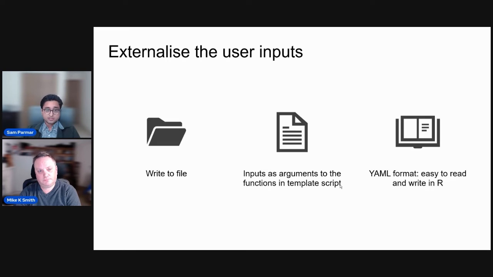The other key part is that we externalize those user inputs, and we did that by saving it into a YAML file. So we wrote that into a file. Those inputs can then be used in a template script, and they can also be used to reconstitute the application state. And this can be done within the Shiny app, but it can also be done external to the Shiny app within this template script. So this is similar, but different from Shiny bookmarking, but it's something that you may have already seen. This YAML format is useful because it's easy to read and write in R, and it's easy to track changes in a version control system.